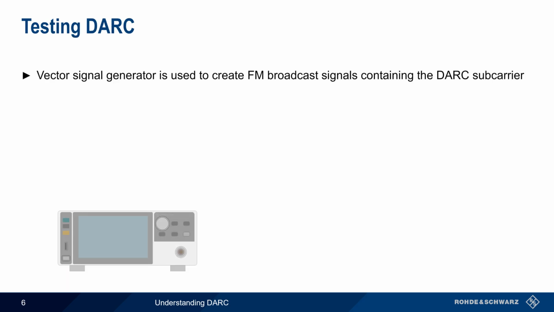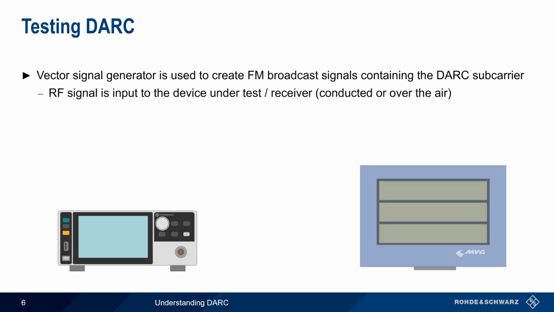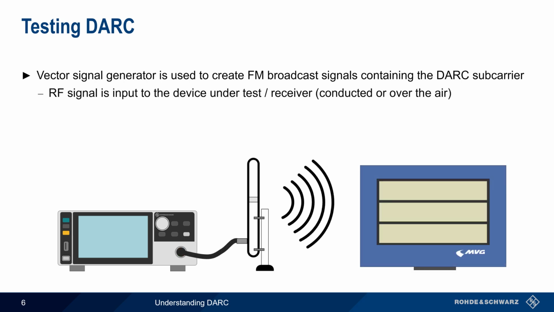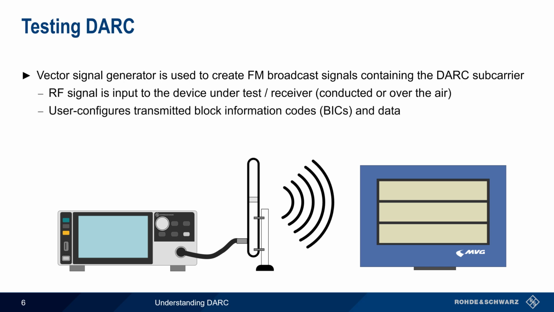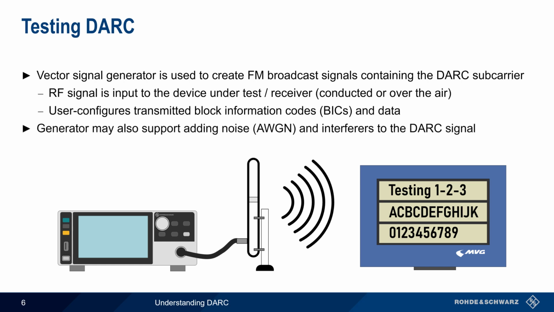DARC is tested using vector signal generators to create an FM broadcast signal with an inserted DARC subcarrier. This RF signal is then input into the device under test, or receiver, either via a conducted connection or over the air by means of an appropriate antenna. Typically, testing involves transmitting user-defined block identification codes and data, and then monitoring the device under test. The generator may also add noise and/or interference to the signal in order to determine if the system can function properly in the presence of impairments.